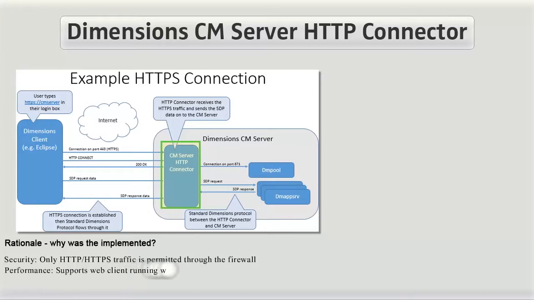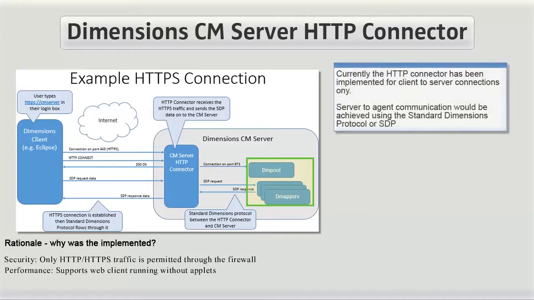The connector essentially acts as a proxy to the Dimensions CM server. As a result, there is minimal performance impact. The connector receives the client requests. Using the normal SDP protocol, the connector passes on the request to the DM pool and DM app server processes, essentially brokering the client request. From this point on, the server performs as usual, and the results are then passed to the connector. Finally, the results are returned from the HTTP connector to the client.